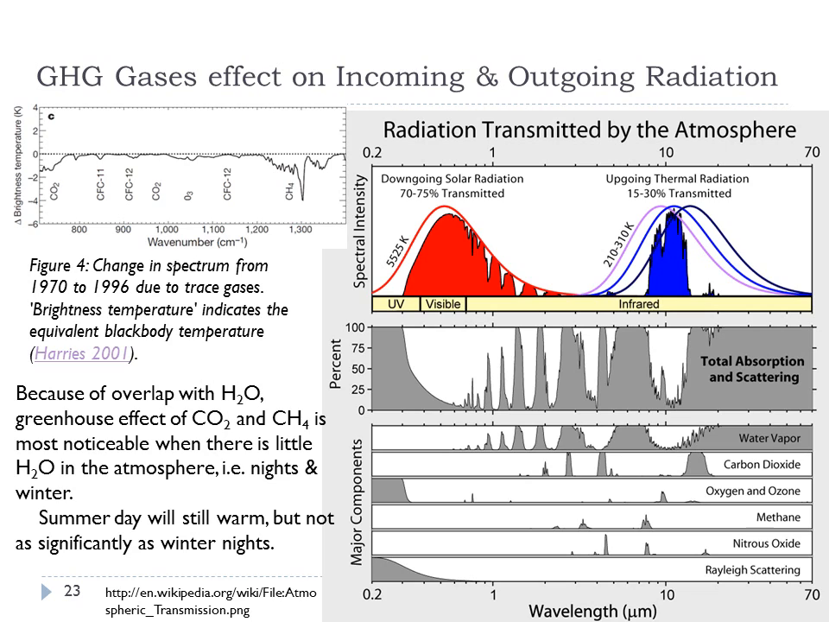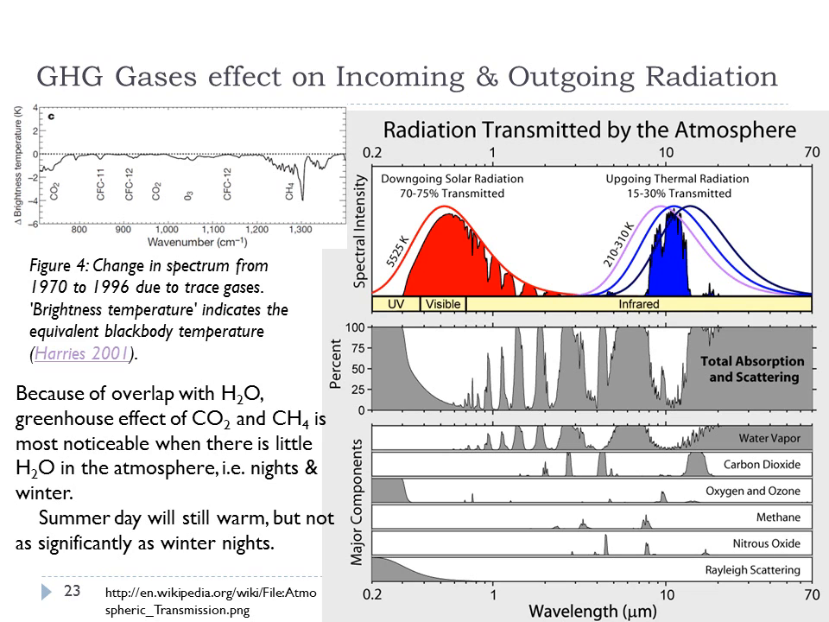So what I want to point out here is that we should not expect all regions of the globe to increase at the same temperature, right? Global warming does not mean that the entire globe warms at the same rate, and it does not mean that it's going to warm at the same exact average rate over time, right? These are all very non-linear. There's lots of feedbacks. Because of the overlap with water vapor, the greenhouse gas effect of CO2 is most notable when there's little water vapor in the atmosphere.